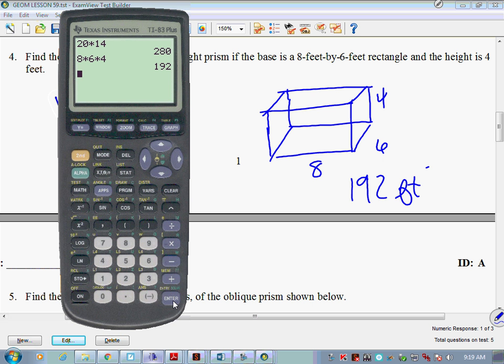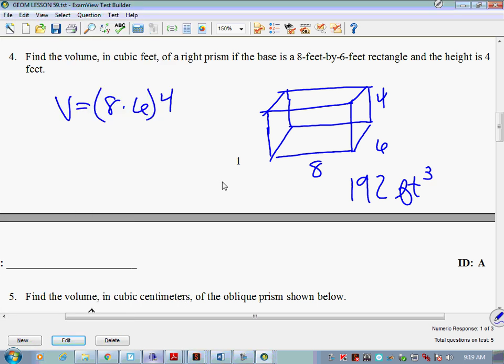feet cubed. Right? If you want to understand that cube part again, the 8 times 6 is giving me units squared. The 4 is giving me units to the first. That's giving me units cubed. Okay, 192 feet cubed. That's the work that we need to see on that question.